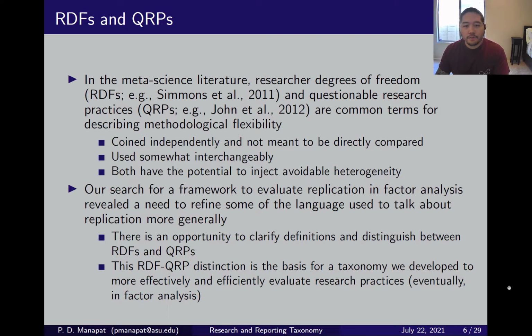So our search for a framework to evaluate replication and factor analysis revealed a need to refine some of the language used to talk about replication more generally. In particular, there's an opportunity to clarify and distinguish between RDFs and QRPs. So they're used somewhat interchangeably, but we have a lot to gain from distinguishing between the two terms. This distinction is the basis of the taxonomy that we've developed to more effectively and efficiently evaluate research practices. And eventually, we hope to use this taxonomy for an evaluation of factor analysis.